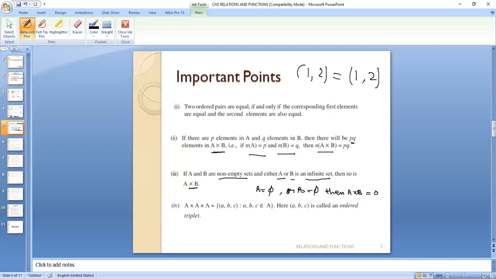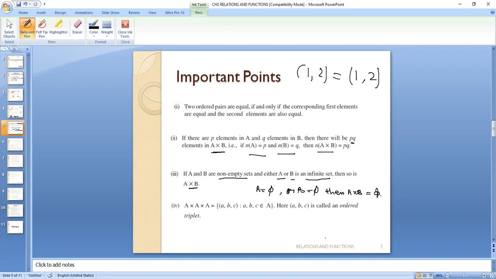A by B will also be phi, right? In numbers, we say that 0 into any number is 0. Same way, if any set out of the two is phi, empty, then the product will also be empty, right?